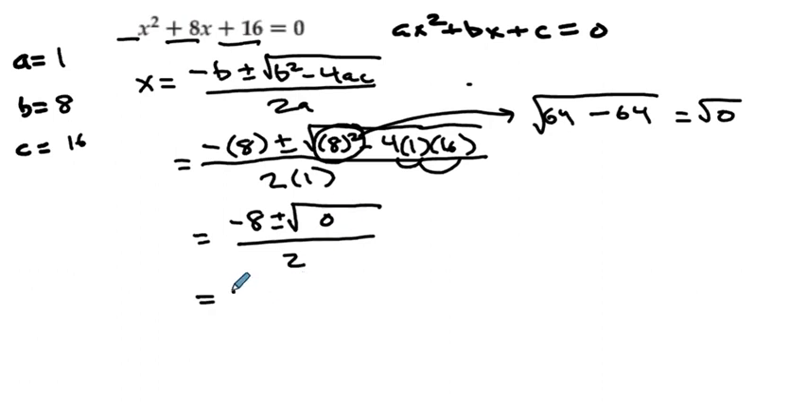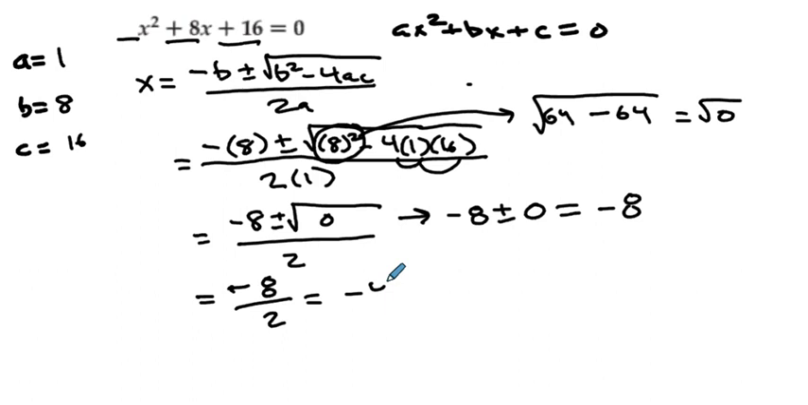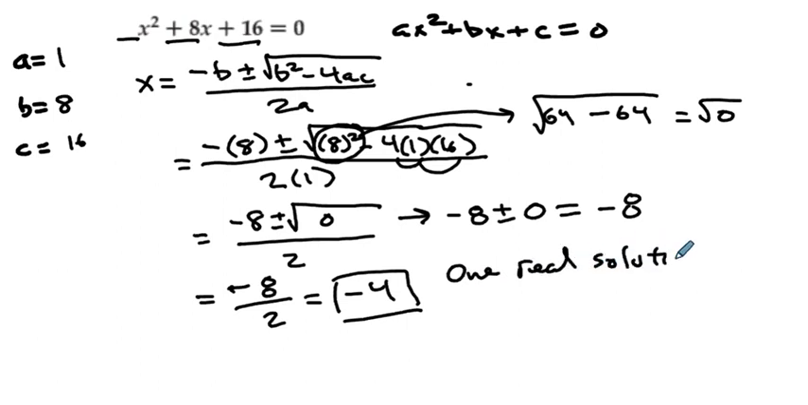And once you see that, you're going to basically have negative 8 plus and minus 0. Well, that's the same thing as negative 8, right? Because adding or subtracting 0 does absolutely nothing. So what this winds up giving you is just negative 8 over 2, which is negative 4. So you get one root for this one. This is a case where you have one real solution, and it is negative 4.